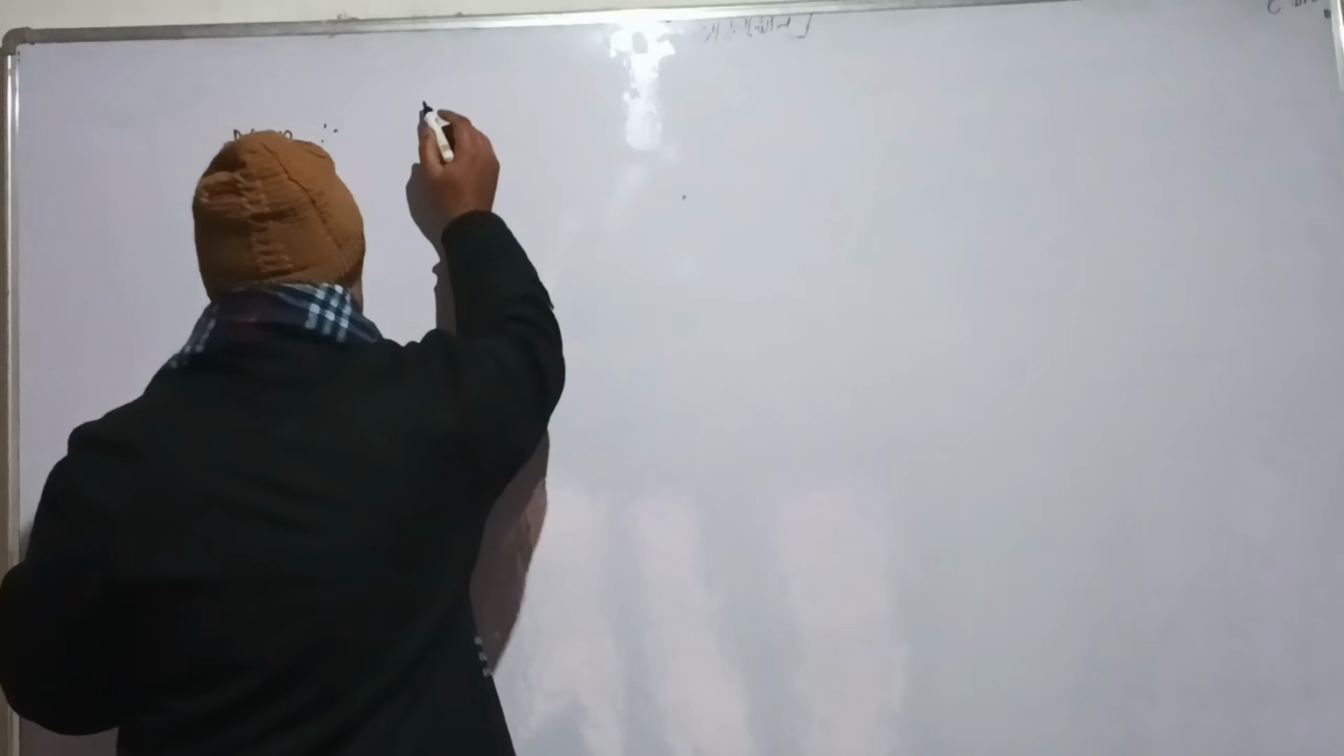Well, when you are discussing the noun, it can be divided into 5 types. Number first, that is common noun. Number second, that is proper noun. Number third, that is abstract noun.